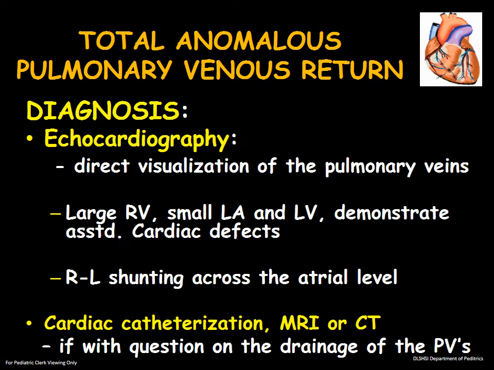The confirmatory test is usually done by echocardiography. It usually visualizes your pulmonary veins and you can see the right ventricular enlargement, small left atrium and ventricle, and it also demonstrates associated cardiac defects. Right to left shunting across the atrial level is also seen. Cardiac catheterization, MRI or CT is only done in patients with questionable drainage of the pulmonary veins.